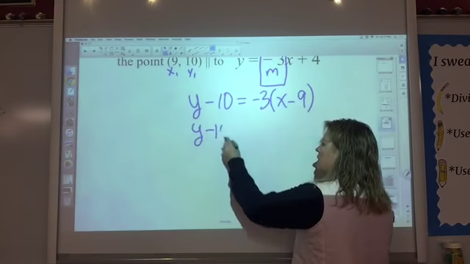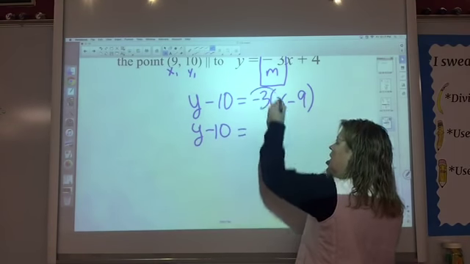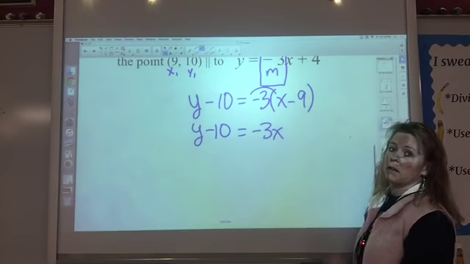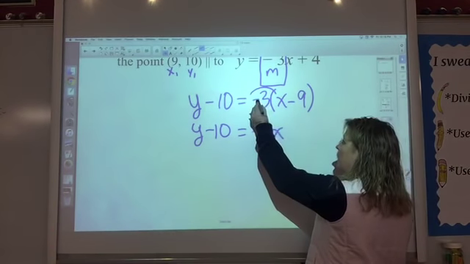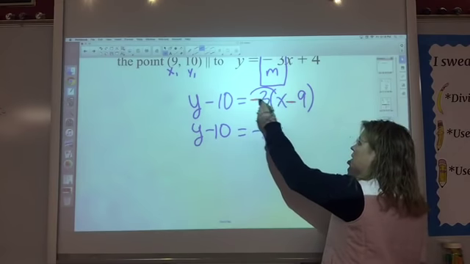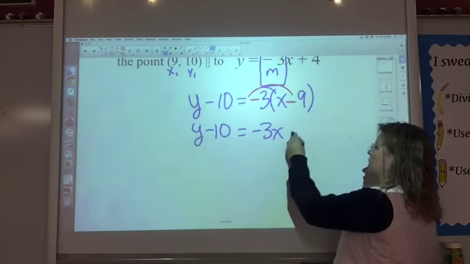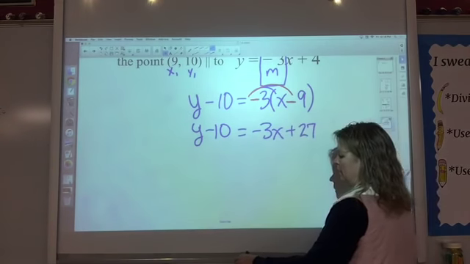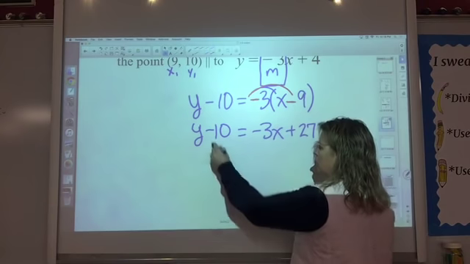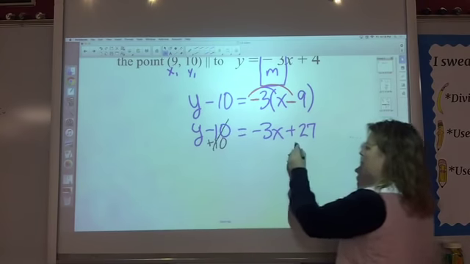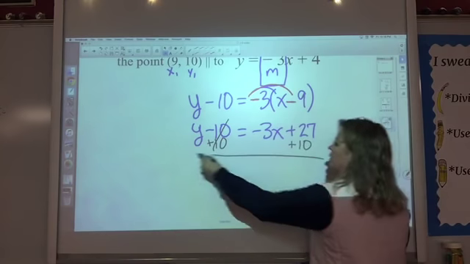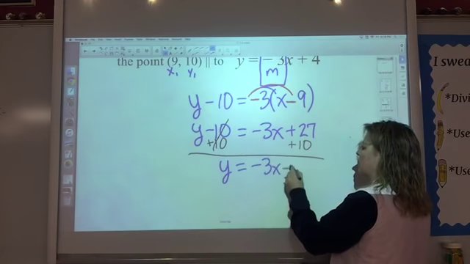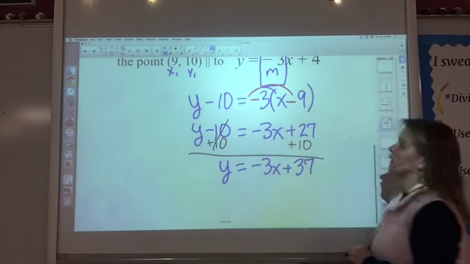Y minus 10 equals negative 3x. Guess what? I did it to you again so that you stop making this mistake. Pay close attention to a negative 3 times a negative 9, which is a positive 27. Add 10 to both sides. Make sure you add like terms. It jumps all the way over there because those are alike. Y equals negative 3x plus 37. Luckily, we don't have to graph this.